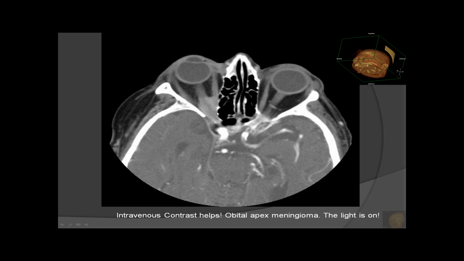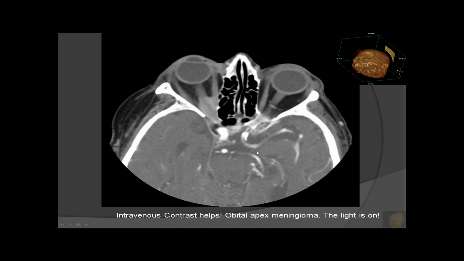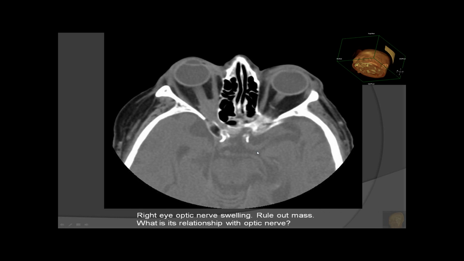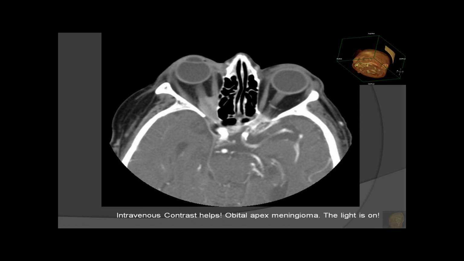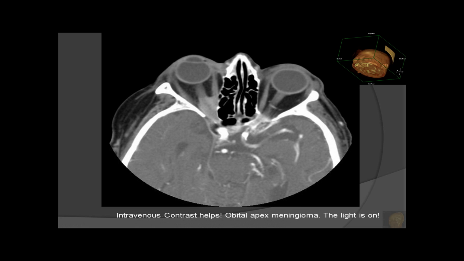So contrast tells us a lot about where the lesion is, where the anatomy is, and the relationship to other vessels. For example, here are the intracranial vessels that you see better. This is non-contrast, contrast, non-contrast, contrast. To me, the analogy is like turning on a light bulb. You can find things more easily with the light turned on.